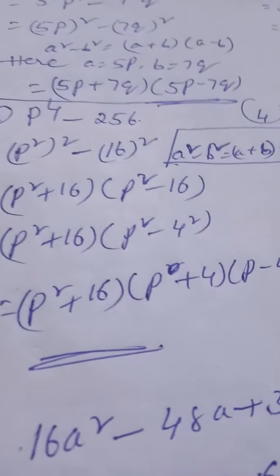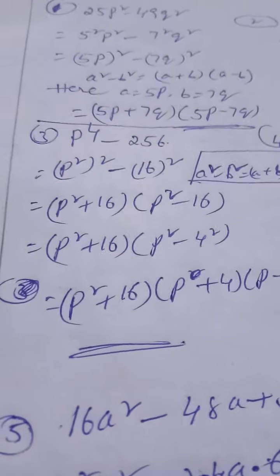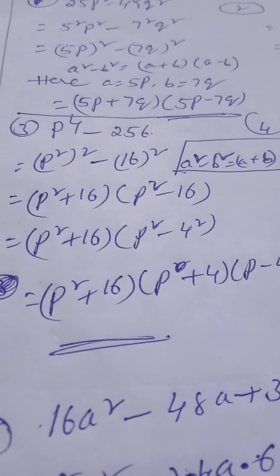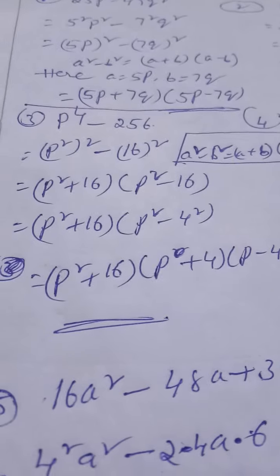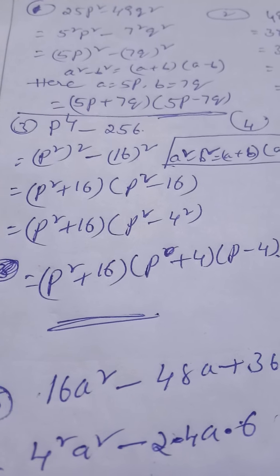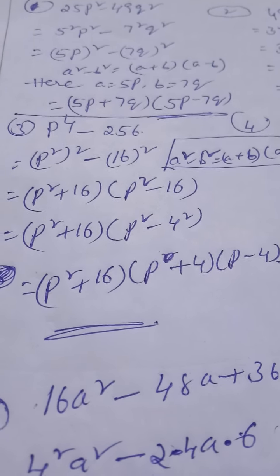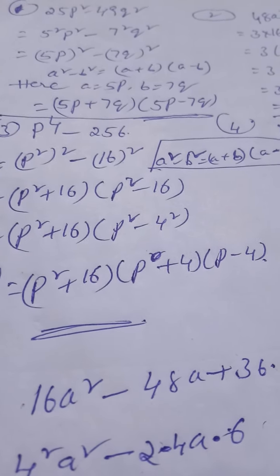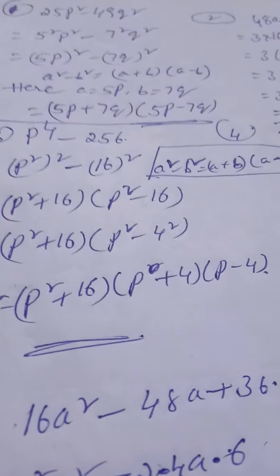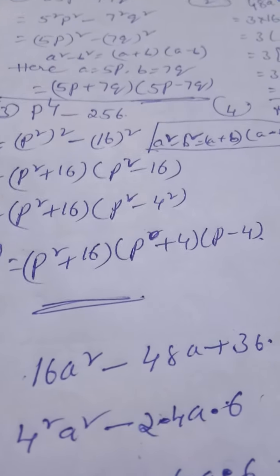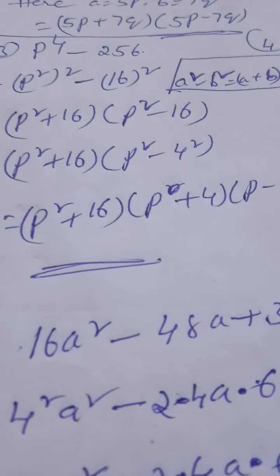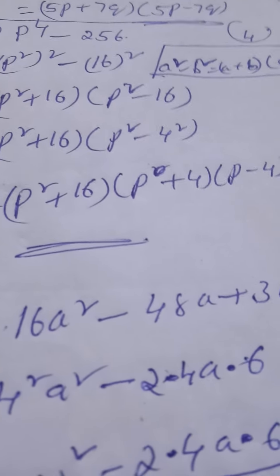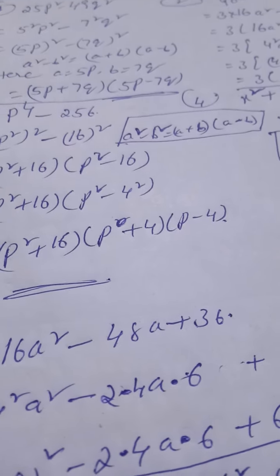We can see another problem here. p power 4 minus 256. p power 4 we can write as (p square) whole square. 256 is nothing but 16 square. So it is nothing but a square minus b square, so a is equal to p square, b is equal to 16. So (p square + 16) into (p square - 16). Again 16 we can write as 4 square, so p square minus 4 square. So (p square + 16) into (p + 4) into (p - 4).